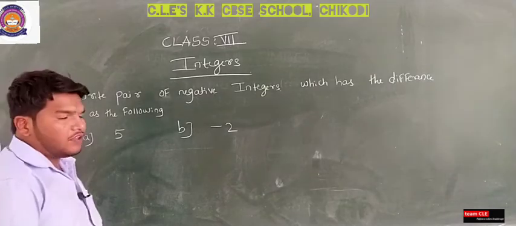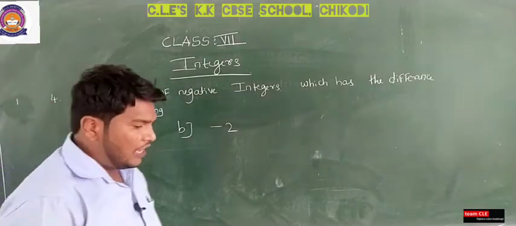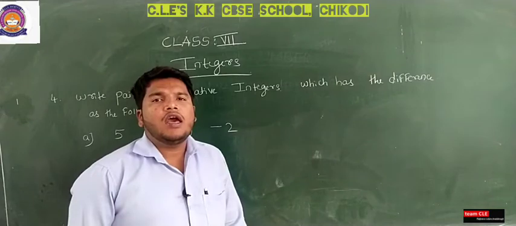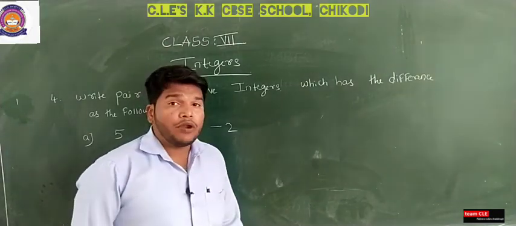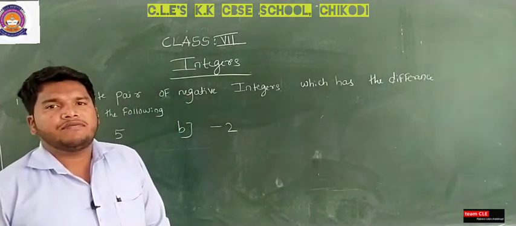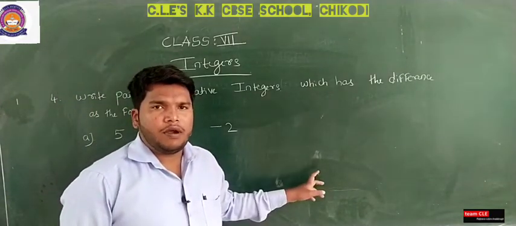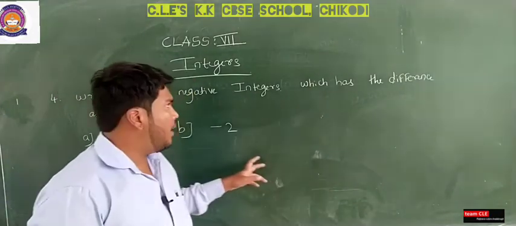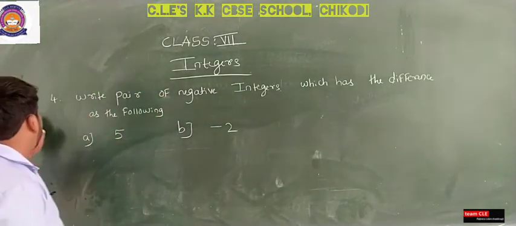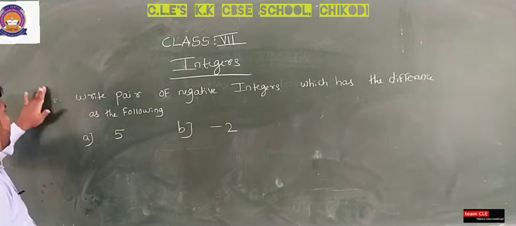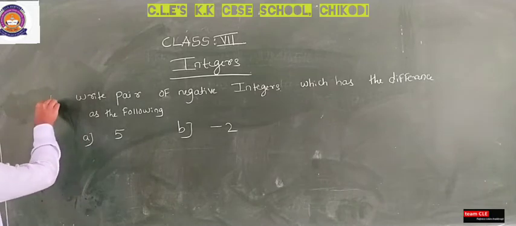Welcome back to the class 7 integers. In the last class we started exercise number 1.1. In that we have completed the first part and the second part, and the third part I have solved. Now I am going to solve your fourth part.